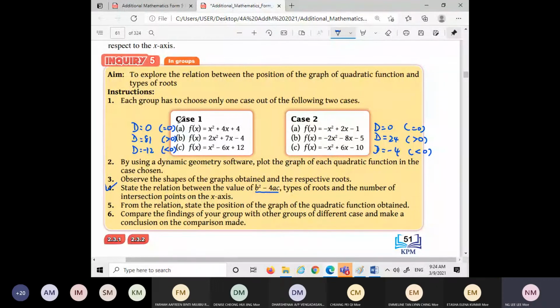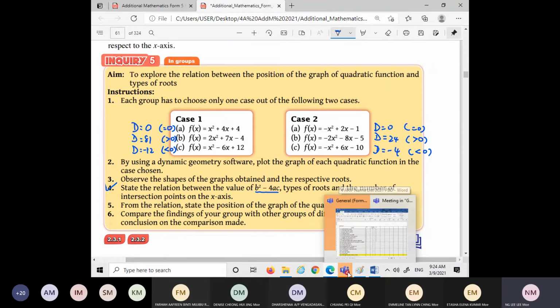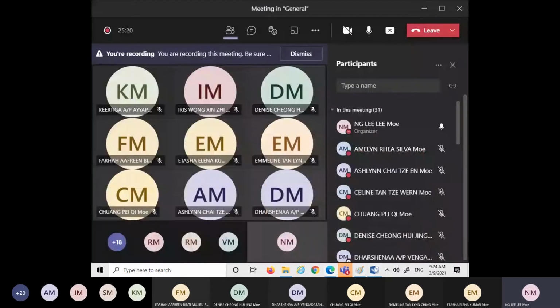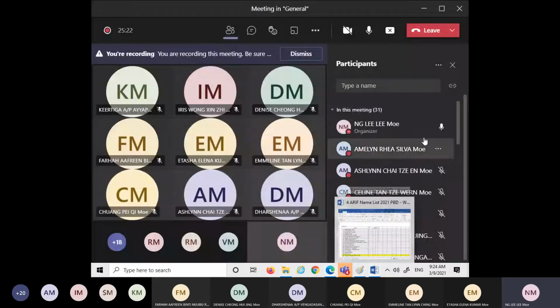Why do you separate into case 1 and case 2? Can anyone see any difference or not, between case 1 and case 2? Why is this ABC grouped in case 1 and why is this ABC grouped in case 2? Can I open to anyone that didn't answer today yet?